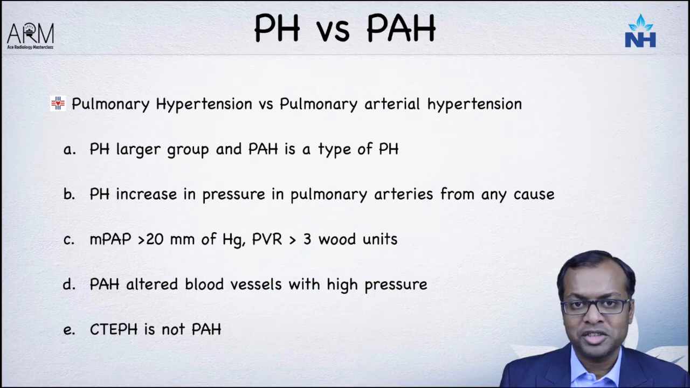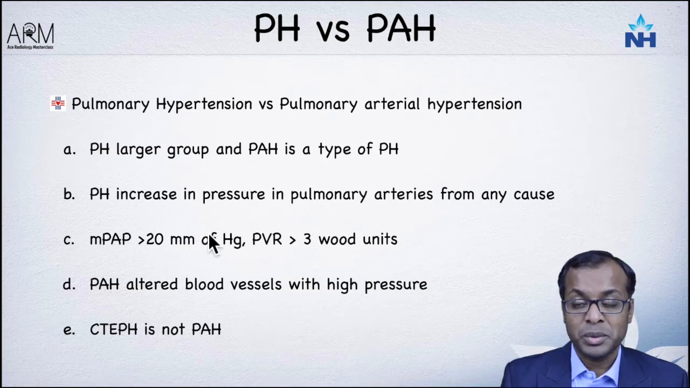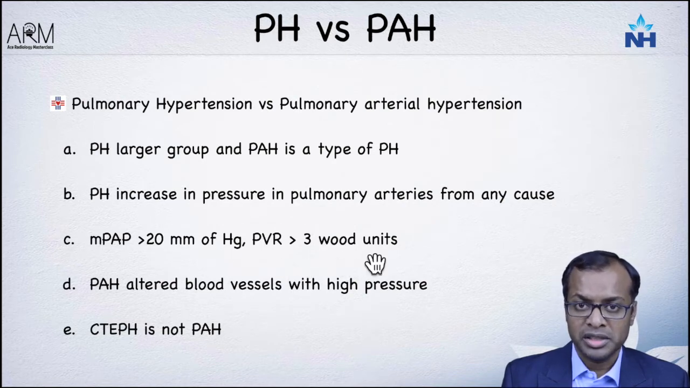PH or pulmonary hypertension and PAH or pulmonary arterial hypertension are often used interchangeably without actually knowing the real difference between these. It is very important for you to know that these two are actually different entities with different management plans. Pulmonary hypertension is a broad classification of different pathologies which lead to increase in the pressure within the pulmonary vasculature. It is characterized by an increase in the mean pulmonary arterial pressure of more than 20 millimeters of mercury and a pulmonary vascular resistance of more than 3 Wood units.